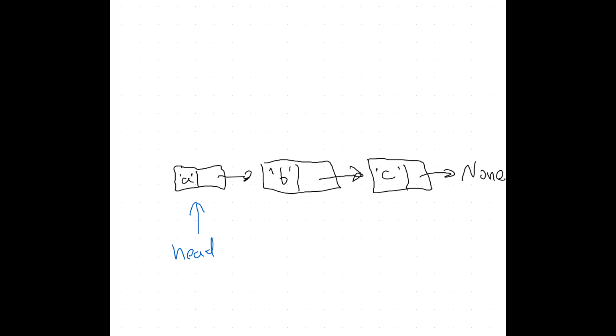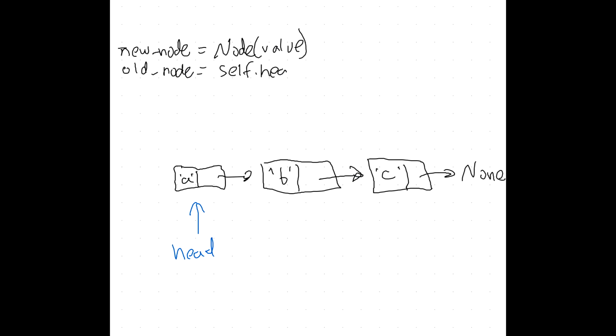So right now, that's the head of our list. For my insert function, remember what we're doing for insert is, first, new node equals node value, old node equals self.head. I'm just going to write this out and then we're going to diagram it out. That should be a dot.